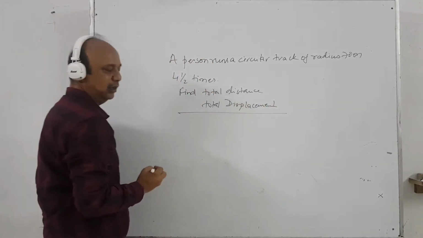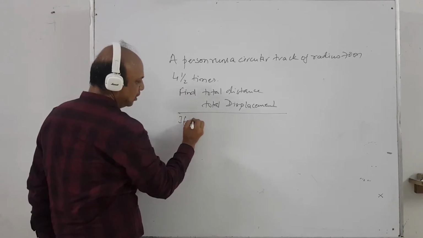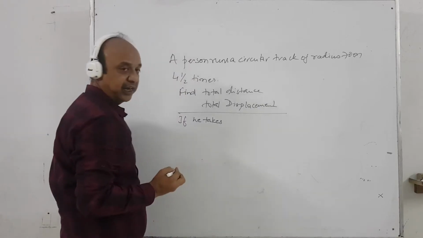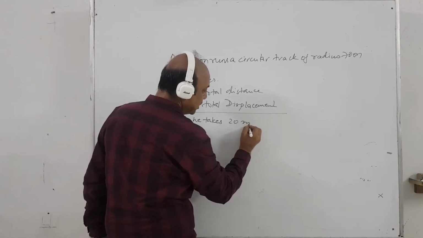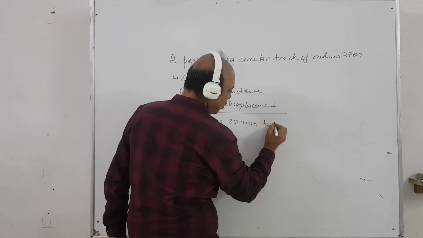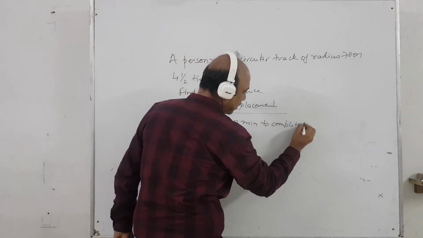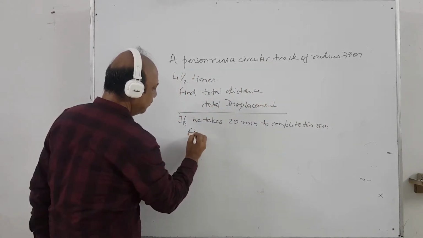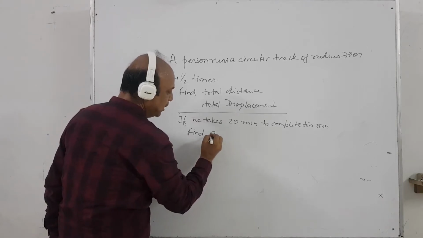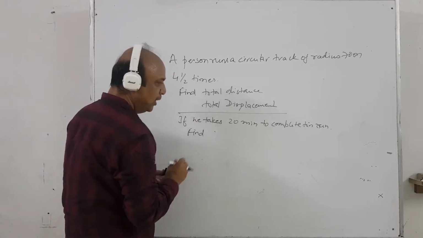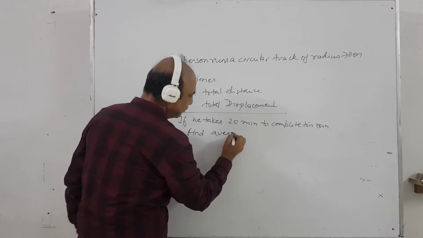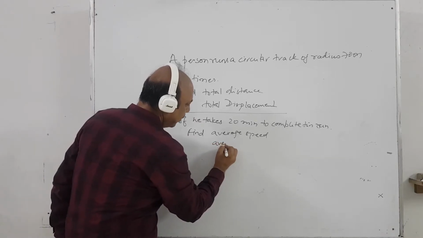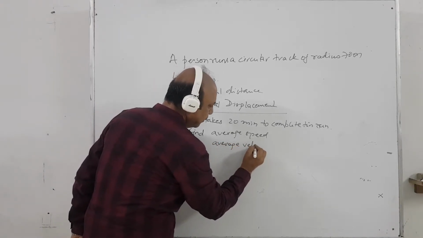Next part of the question, if he takes 20 minutes to complete this run, find average speed and average velocity.